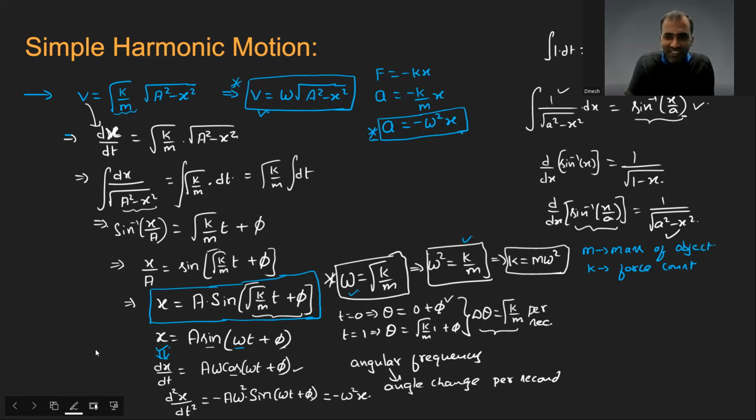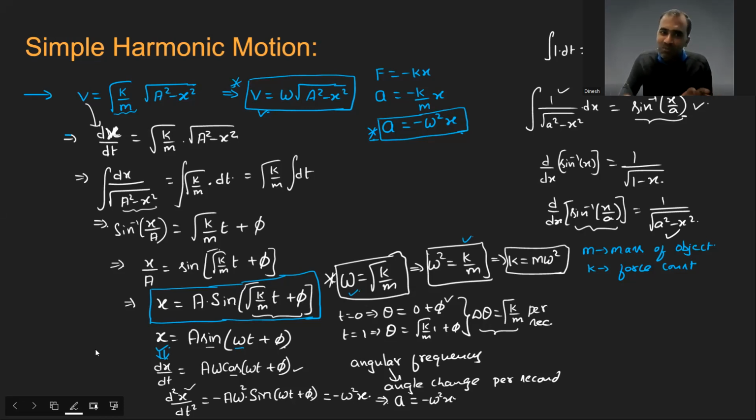What did we get? We got what we already know. What did we get? D square x by dt square. Have you recognized it? Double differentiation of displacement. What is it? Acceleration, right? This is acceleration. I'm just writing it as a. What did we get acceleration as? Minus omega square into x. That we already know. We are not getting anything new here.